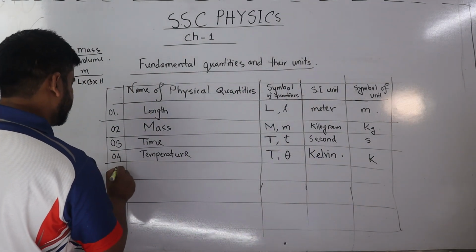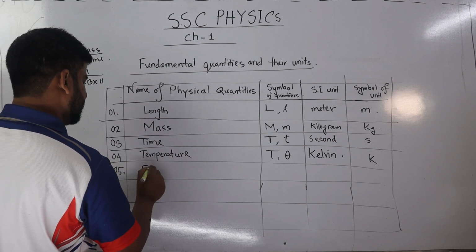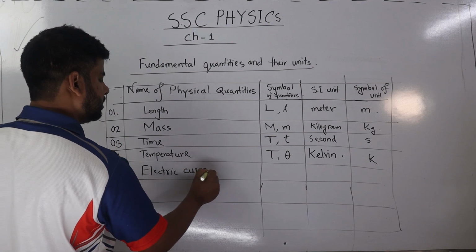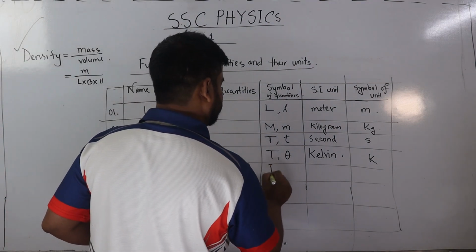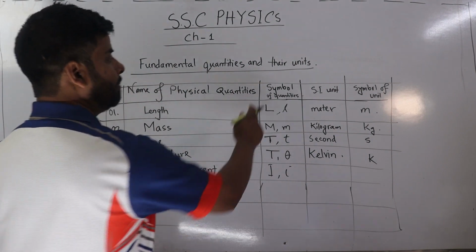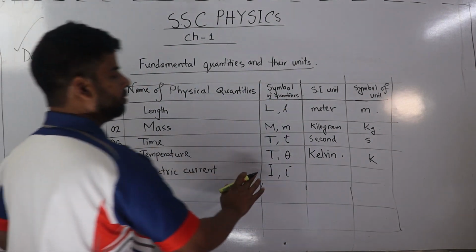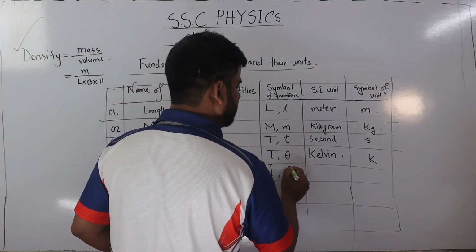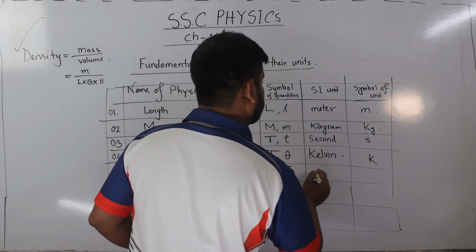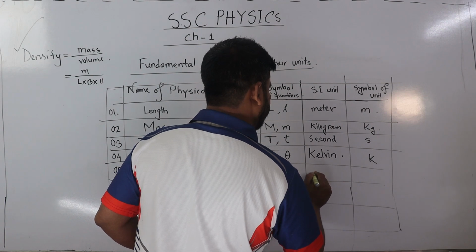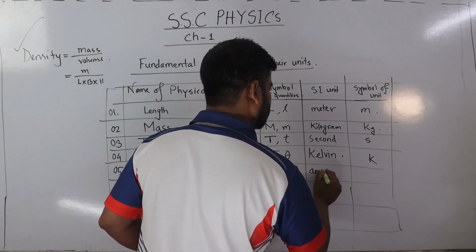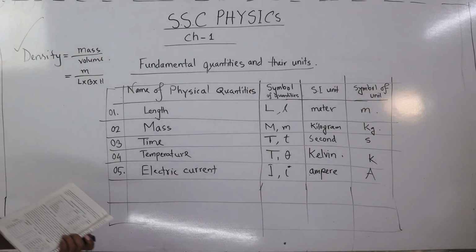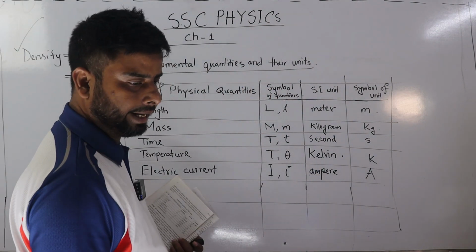And now electric current. Symbol is capital I or small i. Sometimes we use capital I, or we also use small i. SI unit is ampere, short form capital A. Symbol of the unit is capital A.